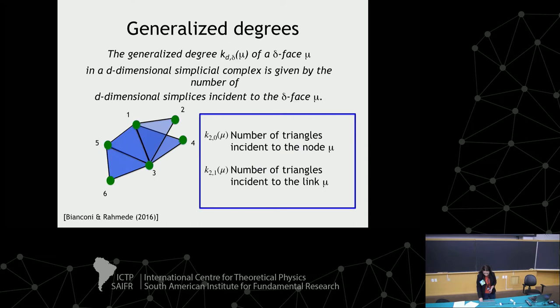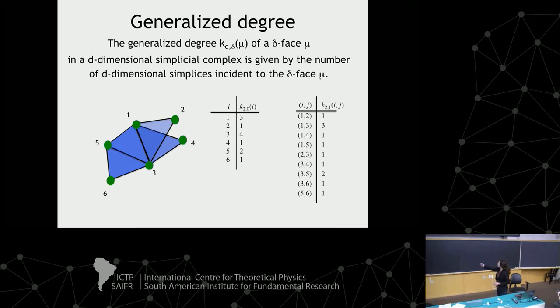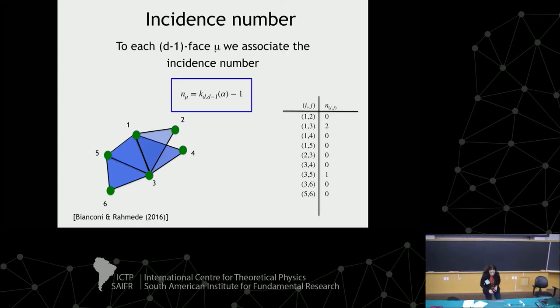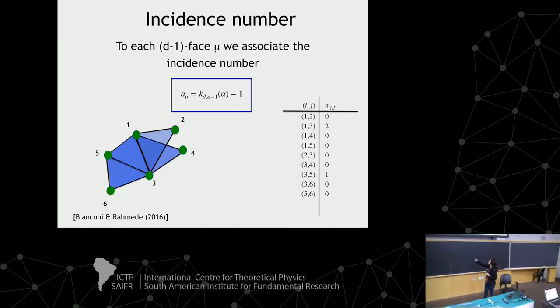And so we will generalize the notion of degree with the generalized degree. The generalized degree of a face mu will be the number of d-dimensional simplices incident to the delta-dimensional face mu. So, for instance, k_{2,1,0}(mu) is the number of triangles incident to the node mu, because the node is zero-dimensional and the triangles are two-dimensional. k_{2,1} is the number of triangles incident to the link mu. So, for instance, in this picture, node 3 is incident to 4 triangles, so it has generalized degree 4, or the link 1-3 is incident to 3 triangles, so it has generalized degree 3. And from the generalized degree, we define an incidence number, which is the generalized degree minus 1, and so, for instance, this link will have generalized incidence number 2.